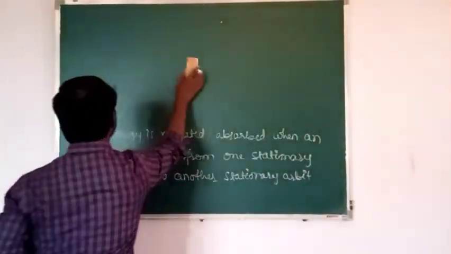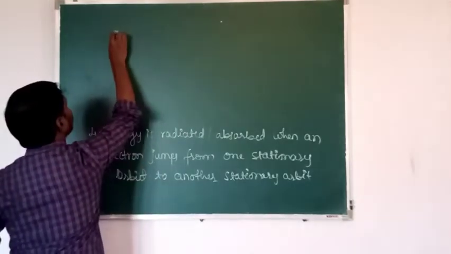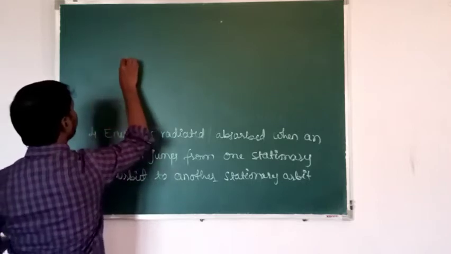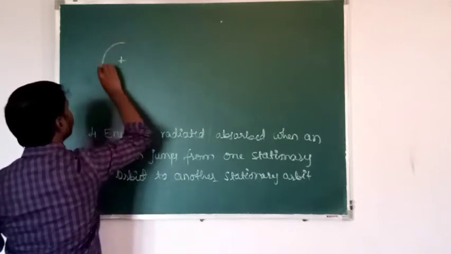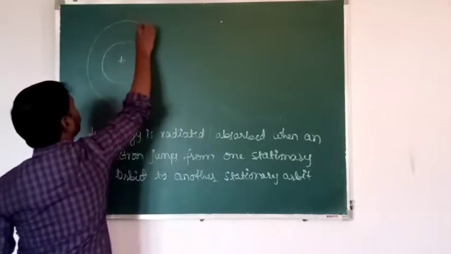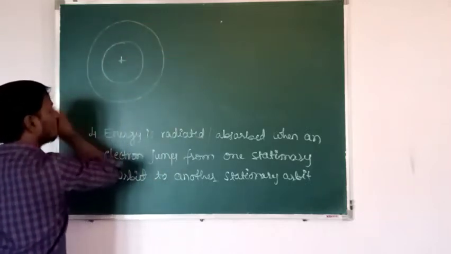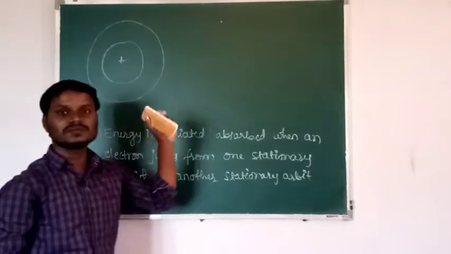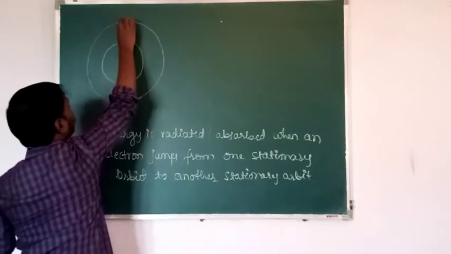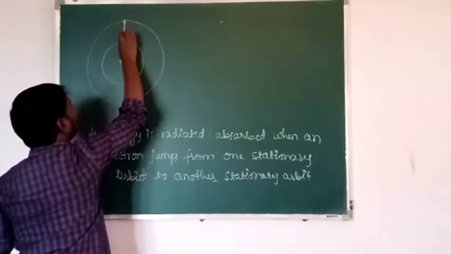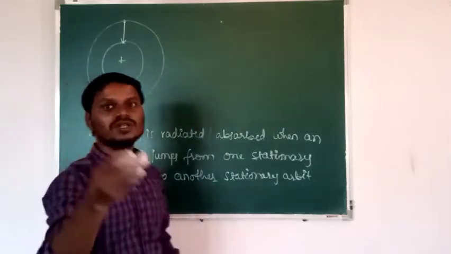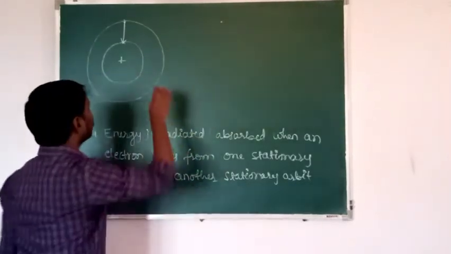When an electron jumps from, let us consider this is the nucleus of the hydrogen atom, and it is the first orbit and this is the second orbit. Then when an electron jumps from a higher orbit to a lower orbit, means from a higher stationary orbit to a lower stationary orbit, here the energy is radiated, means energy is produced in the form of electromagnetic radiation.